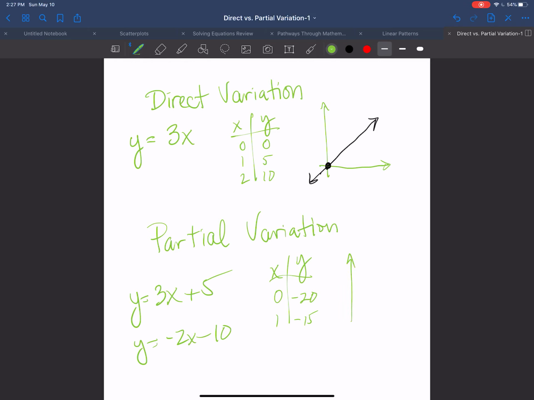And finally, the graph would look like that. It's not going through 0, 0. It could be decreasing. It doesn't matter if it's increasing or decreasing, but it's not going through the origin. All right, so that's the difference between partial and direct variation. So make sure you understand how to recognize it using an equation, a table of values, and a graph.